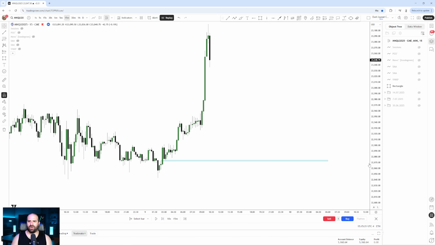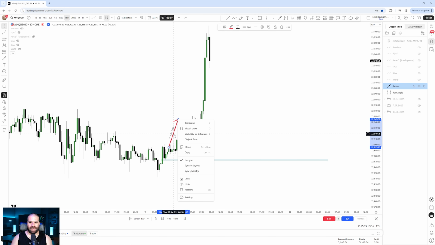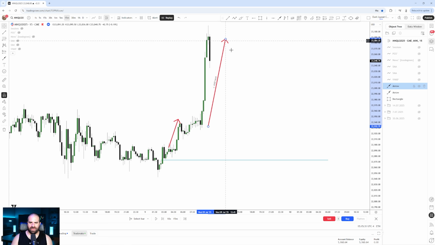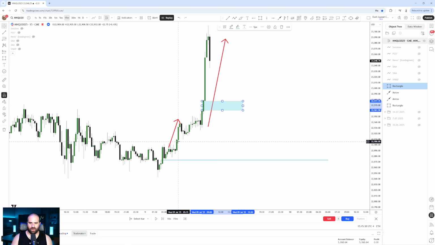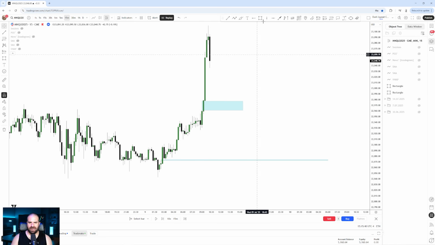I will tell you though, the last remaining FVG from the impulses, because we have impulse number 1 here, impulse number 2 here. The last untested one is not this one right here, guys. There is one in the bottom right here. Beautiful. Let's go ahead and highlight it.